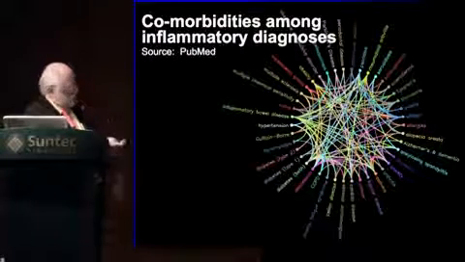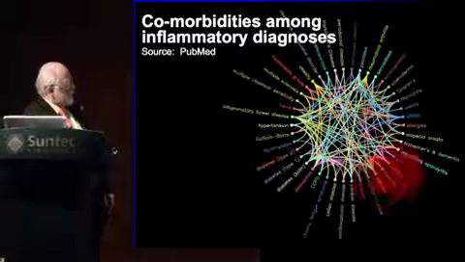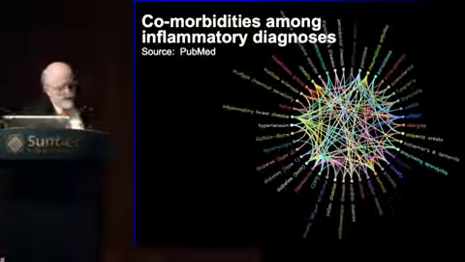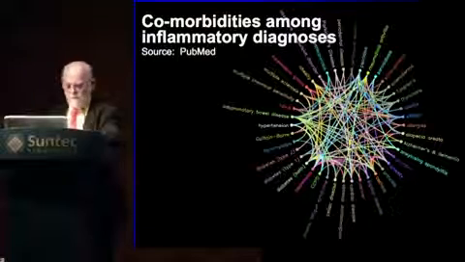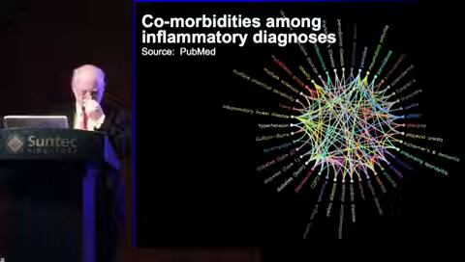We have added non-autoimmune diseases. We've got asthma, anorexia, anxiety, and bipolar, and some of the cancers, and some of the other chronic diseases that are commonly associated with autoimmune diagnoses.